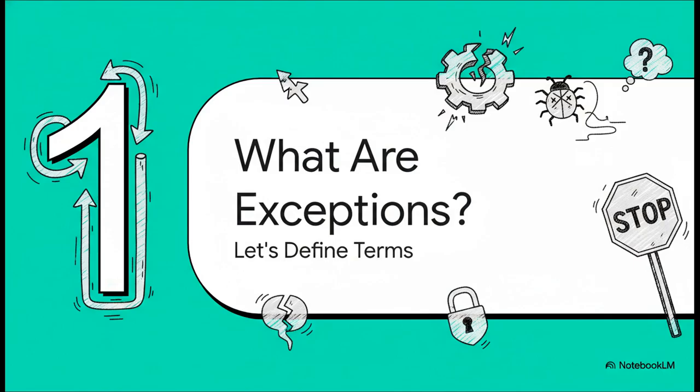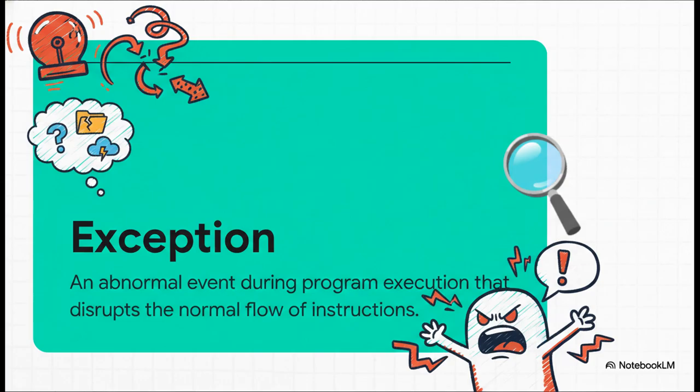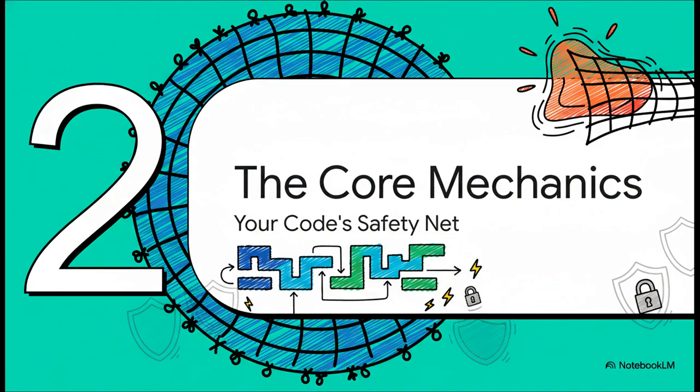Okay, so first things first, let's get on the same page. What is an exception, really? The easiest way to think about it is like a fire alarm for your code. When something totally unexpected happens, maybe a file it needs is missing or the network connection just drops, an exception gets thrown. It stops everything and basically yells, hey, we've got a serious problem over here that someone needs to deal with right now.